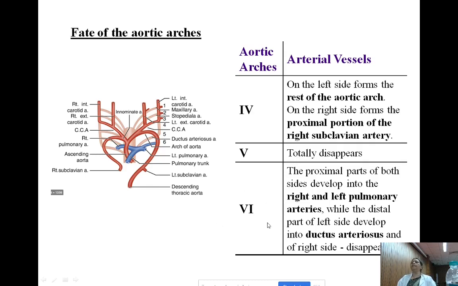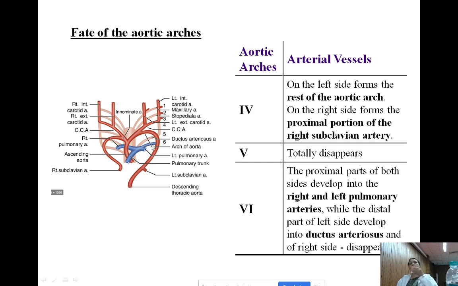And the sixth arch, that will form the right and left pulmonary artery, and the distal part of the right side will disappear, but the distal part of the left side will be there, and that will form the ductus arteriosus.